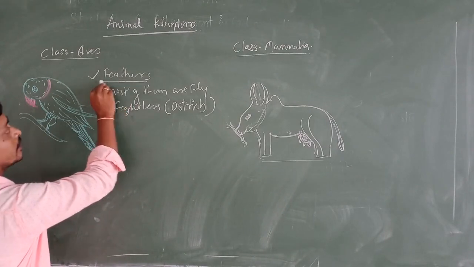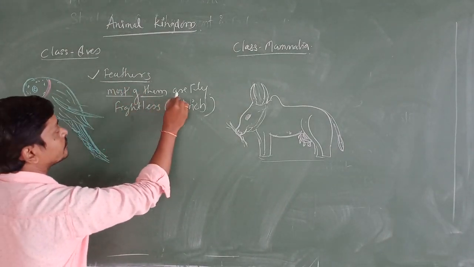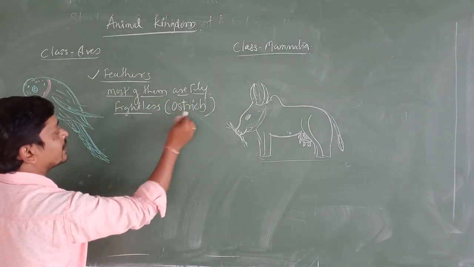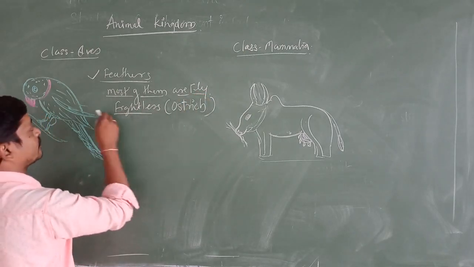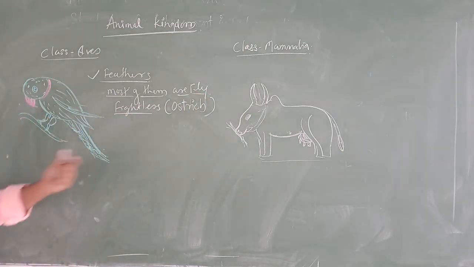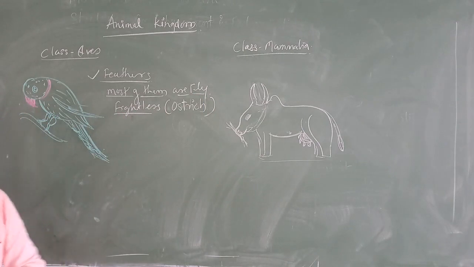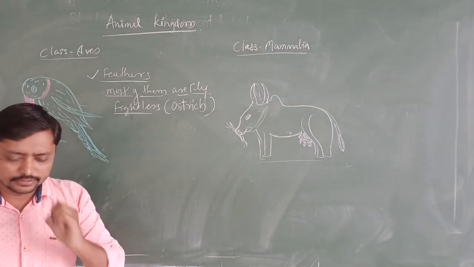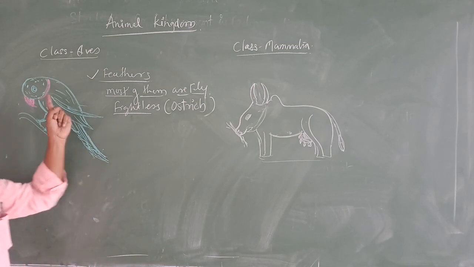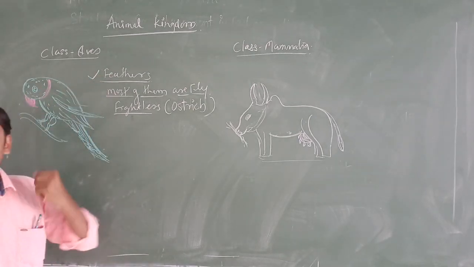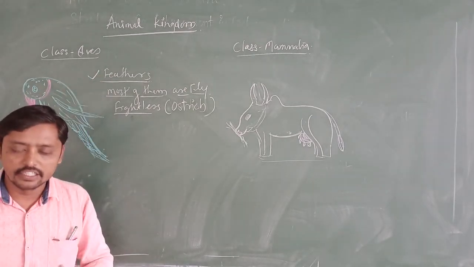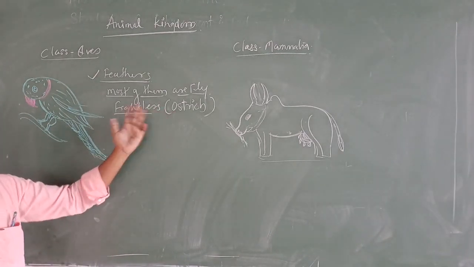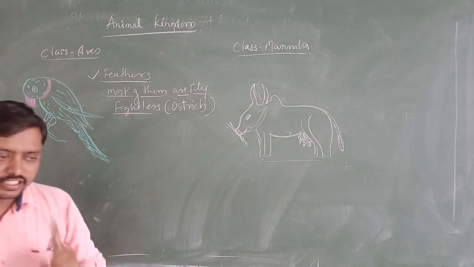Most of them can fly, except for the ostrich. In that, you are going to study about the ostrich. Ostrich is a bird that cannot fly. Now first I am going to tell you the general characters. First one is: the body is covered by feathers. Most of them can fly, and except the ostrich, which is a bird that cannot fly. This is the first point.